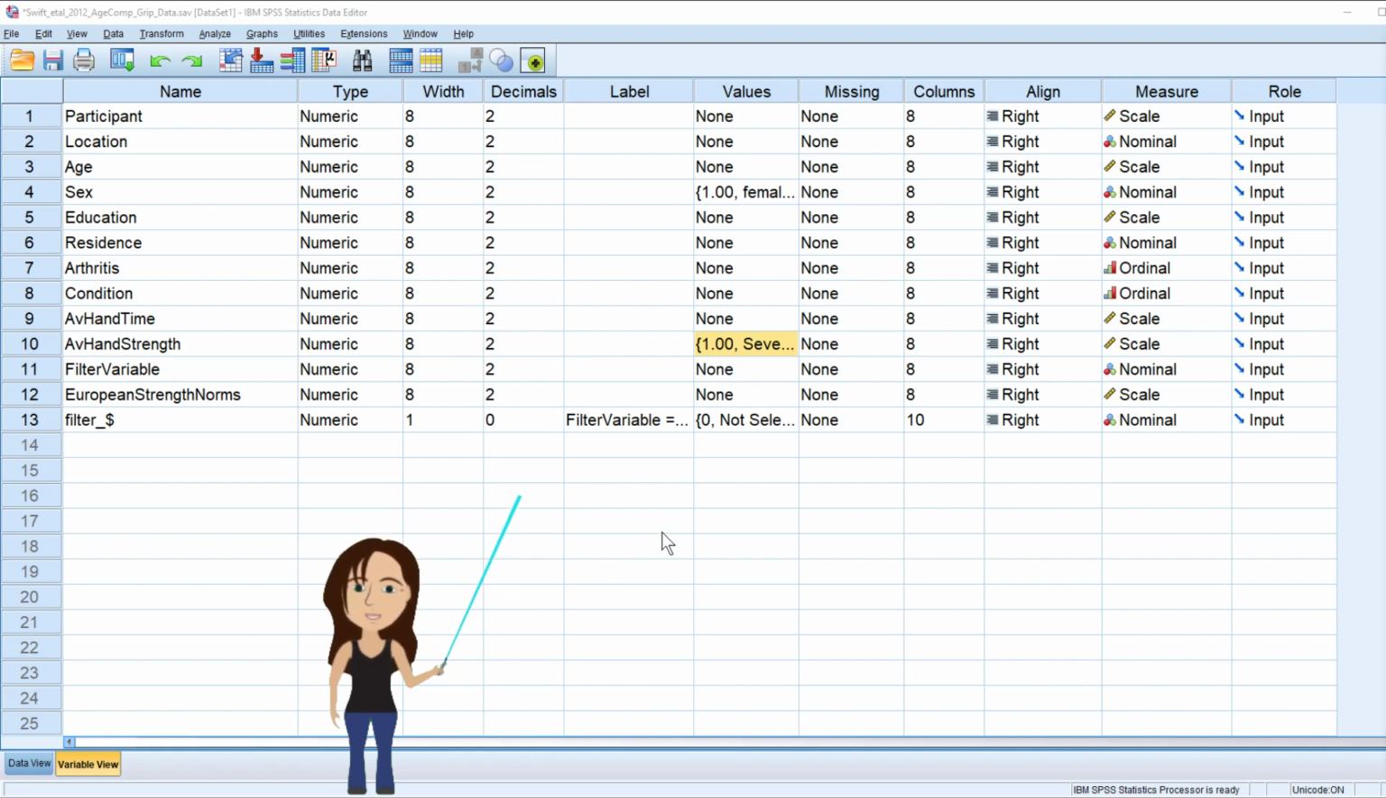I have opened the handgrip data set for the first activity, and I have my puppet because I have a feeling I'm going to need to do a lot of pointing in this video.